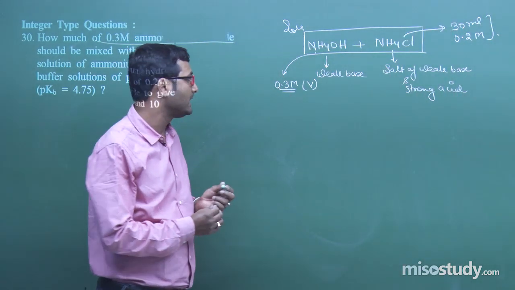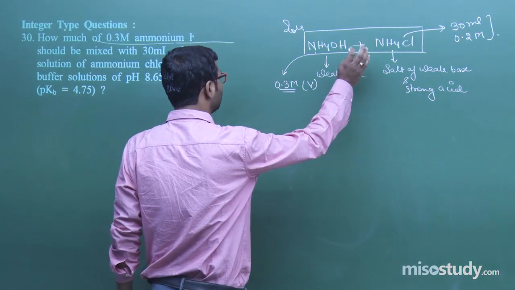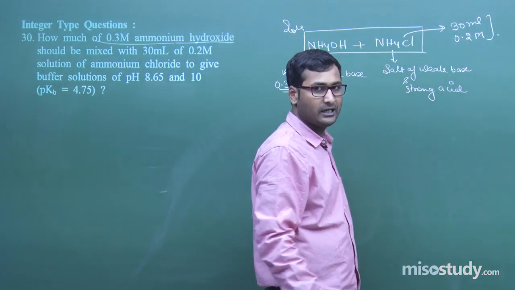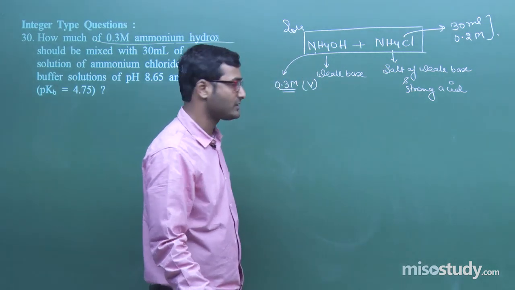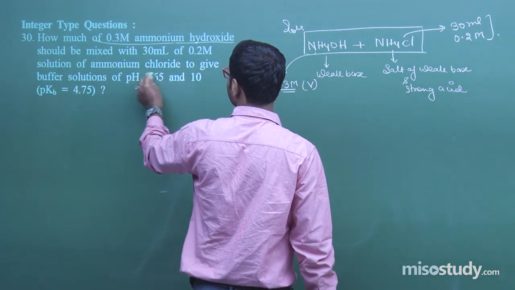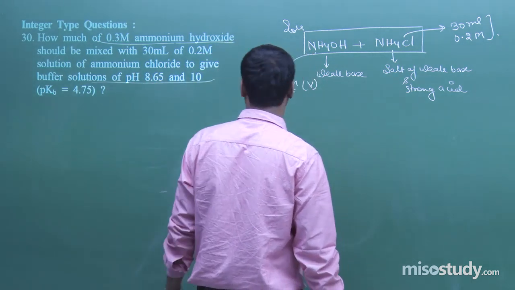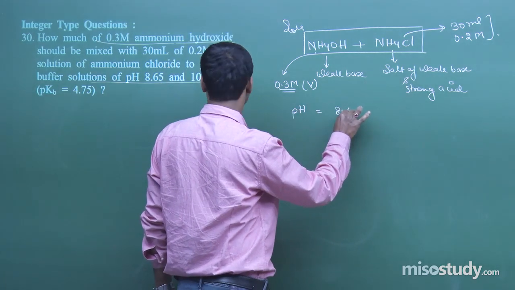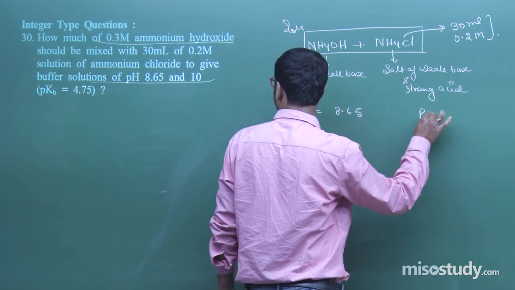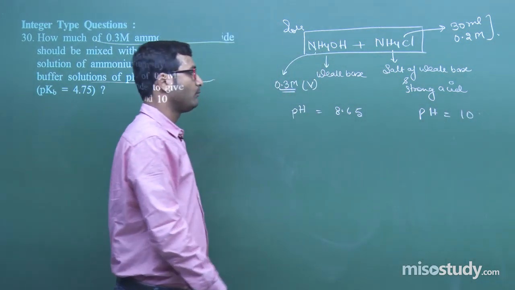Completely clear. Now our target is to find the value of V, and we know this is a buffer solution. Generally we have 3 types of buffer: acid buffer, basic buffer, and buffer of a single substance. Now we need a buffer solution of pH 8.65 and 10. That is 2 values: first pH 8.65 and second pH equal to 10. Now how to find the volume in both situations?